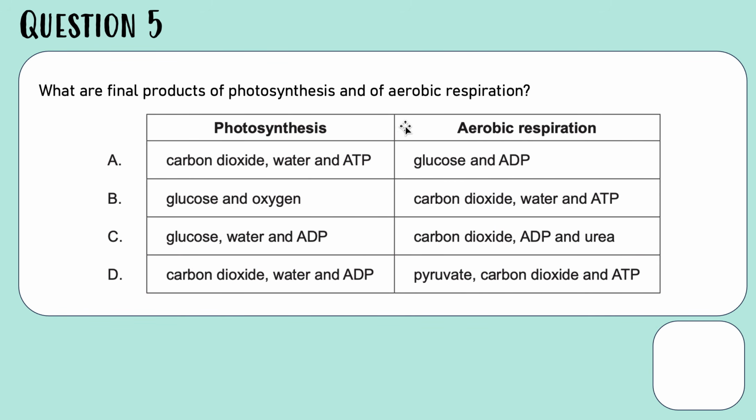One more multiple choice question here. What are final products of photosynthesis and aerobic respiration? I want to show you this one because they like to compare these two because they're opposite processes. So we know from this video that photosynthesis makes glucose and oxygen. Aerobic respiration will make the opposite things. It will make carbon dioxide, it will make water, and it will make ATP. The answer is going to be B. Make sure you know the difference between these two.